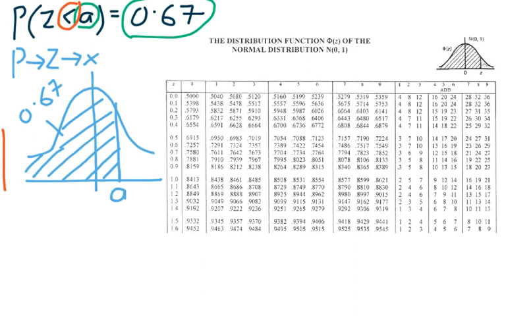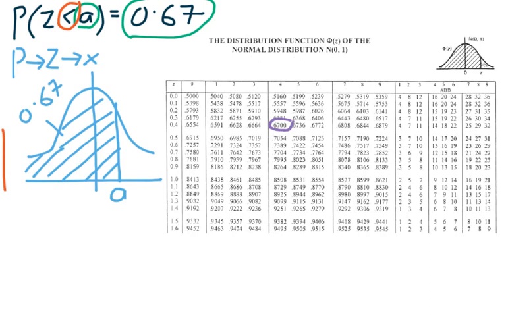Okay, so 0.67 is here. This is 0.67, so this is a probability inside the table. Now our purpose is we want to know for this probability, what is the Z score? Again, Z score is outside the table.